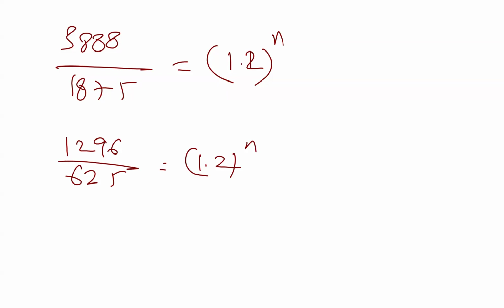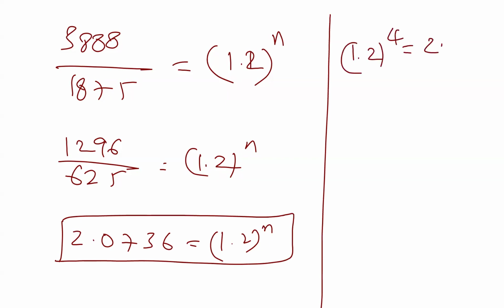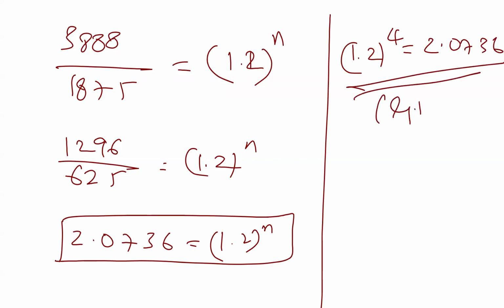So 11 plus 2. Now it's not divisible by 3. Now we need to manually divide it. 1296 divided by 625, you do the division. So this is 2.0736. We got this. But then in the problem, they have also given this value, 2.0736. So compare both. What is n? n is equal to 4, 4 years, 4 installments.